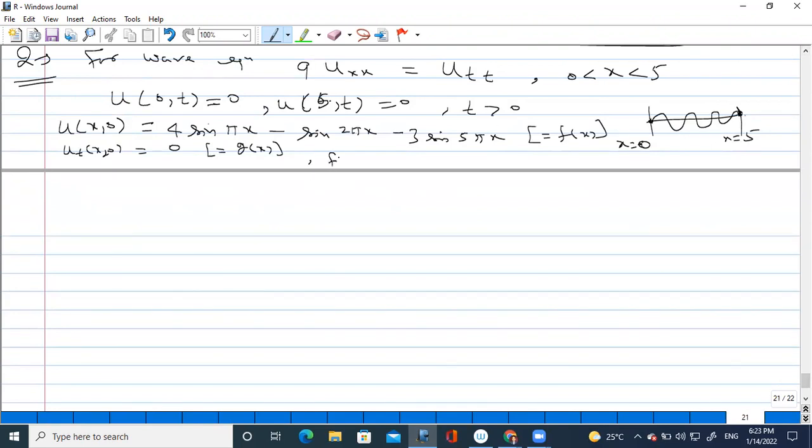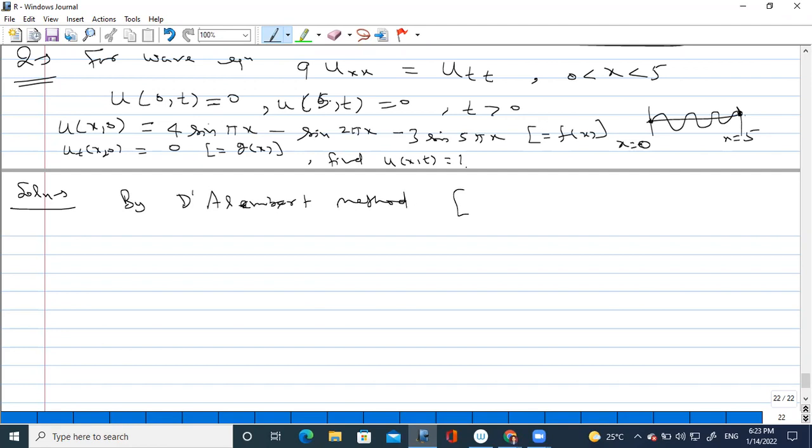So here the question is to find u(6,0) solution by the D'Alembert method. This is your homework. You have to do it and verify. By the conventional method I am solving it.